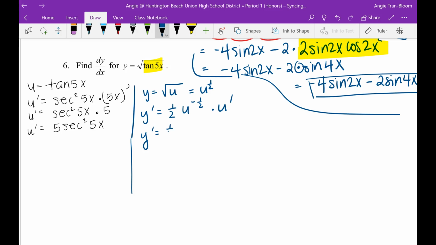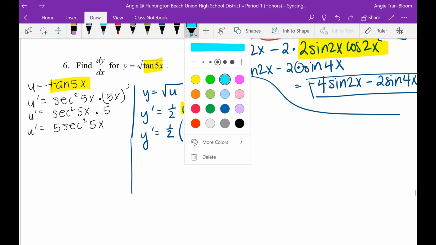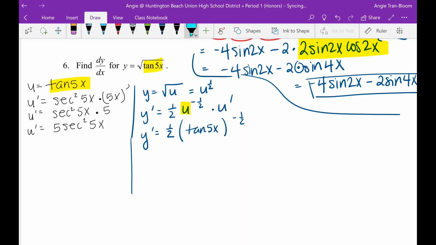So now I have positive 1/2. U is this guy. Okay, so plug that in. Is now tangent of 5x to the power of -1/2. U prime is now this guy, so plug that guy in. Okay, so u prime is 5 times secant square of 5x.